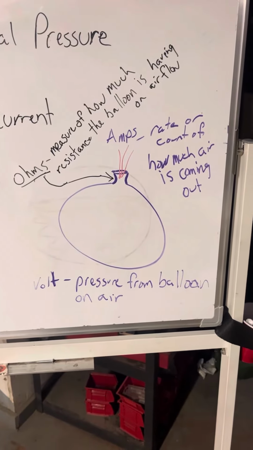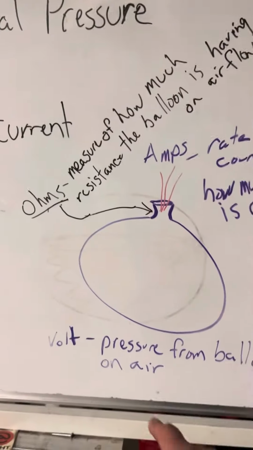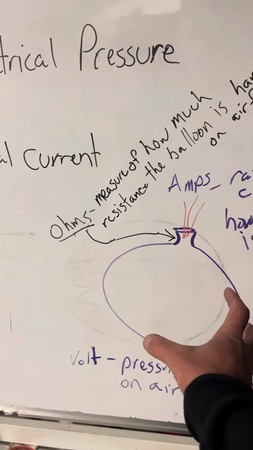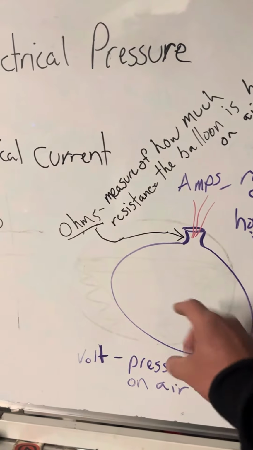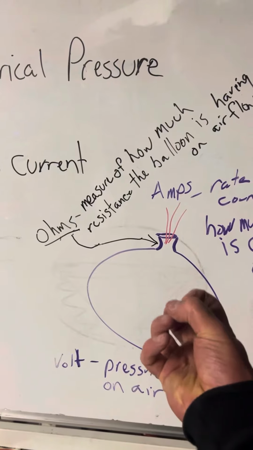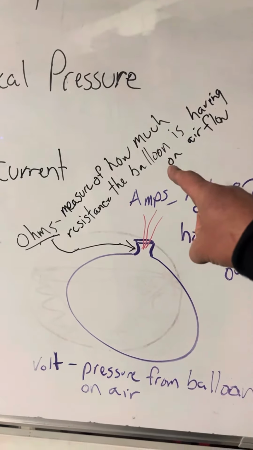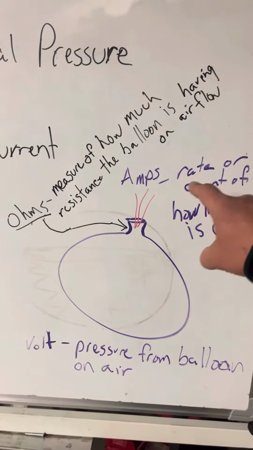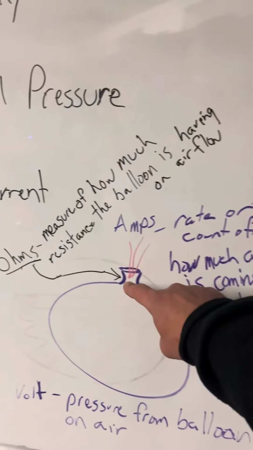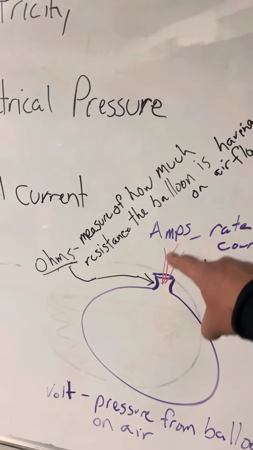If you fill a balloon up with air and then allow the air to come out of that balloon, volts would be the pressure needed on the air to get it out of the balloon. As that balloon is collapsing, all that rubber in the balloon is squishing, giving pressure to that air and pushing it out. That would be voltage. Amps is the rate or count of how much is actually coming out in a given amount of time right at this part of the balloon.